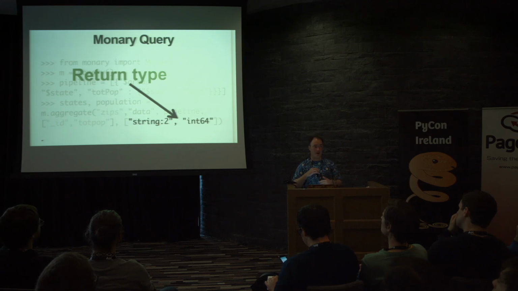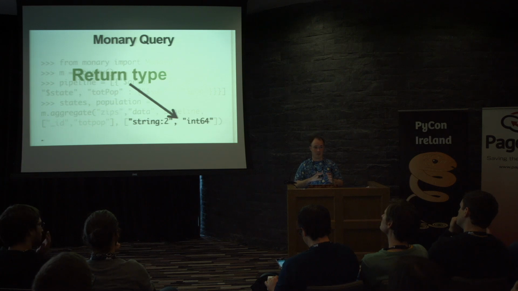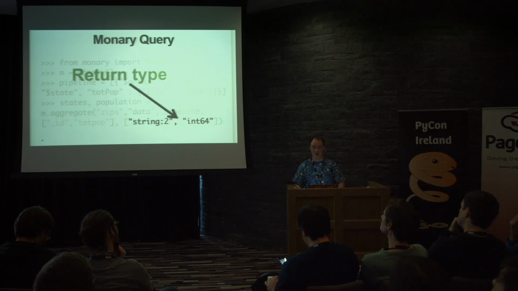At the moment, you need to explicitly tell Monary if it's an integer or a string, so that the C driver is told how to format the data as it's pushed back. They're changing that, and that will probably be fixed in a later version. But for the moment, those are the catches if you're moving from MongoDB, or PyMongo, to using Monary.